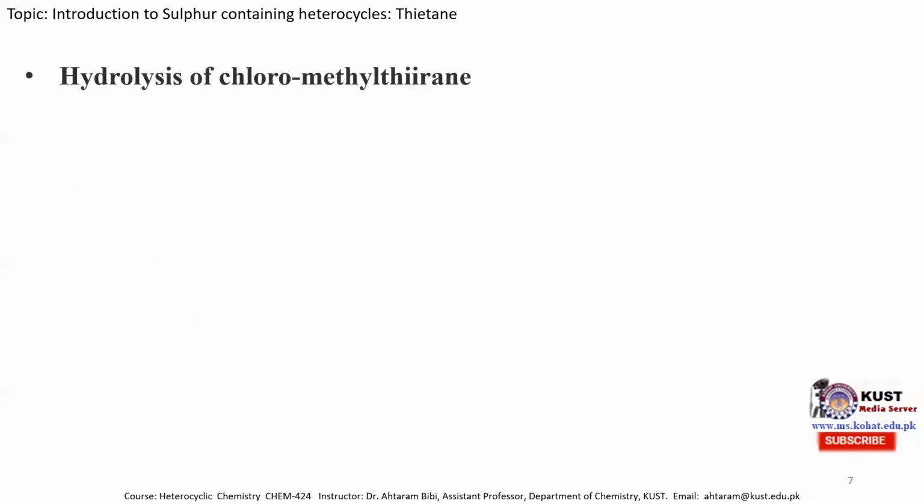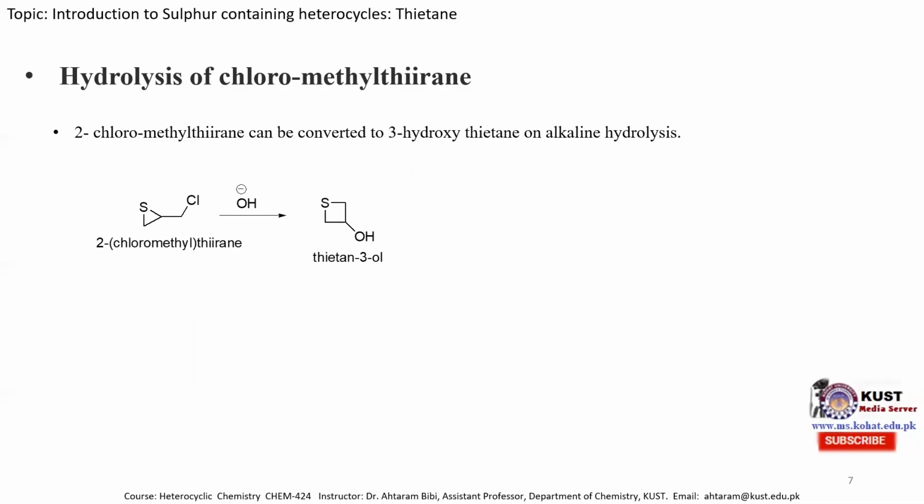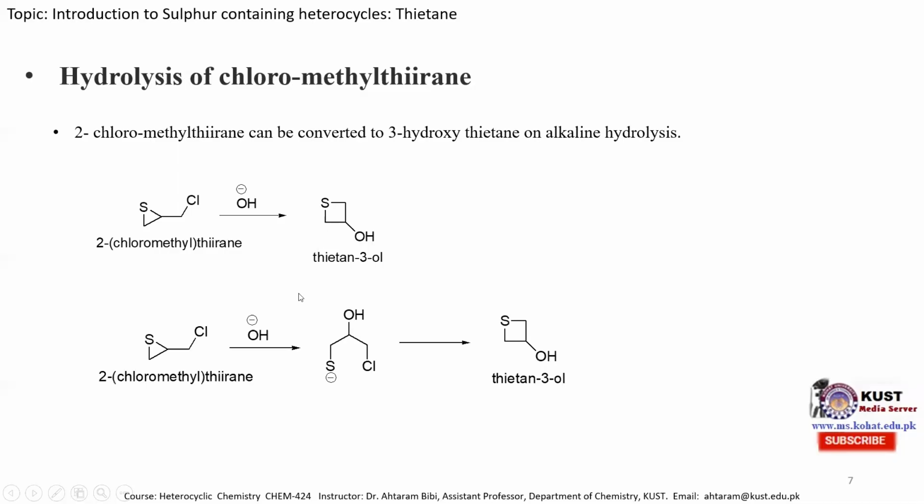Hydrolysis of chloromethylthiirane: 2-chloromethylthiirane can be converted to 3-hydroxythietane on alkaline hydrolysis. This is the reaction. This is the 2-chloromethylthiirane molecule, and when it is treated with a base, one can obtain the hydroxythietane molecule.